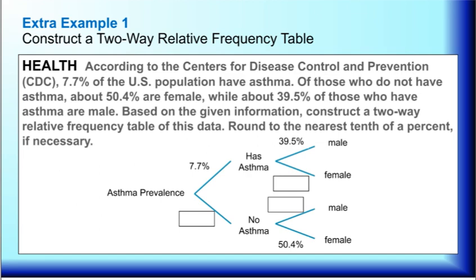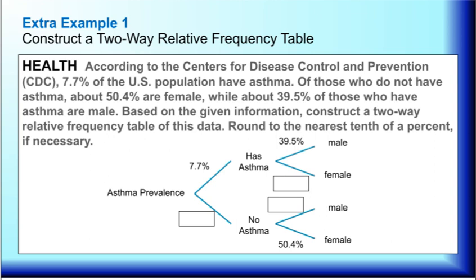According to the Centers for Disease Control and Prevention, 7.7% of the U.S. population have asthma. Of those who do not have asthma, about 50.4% are female, while about 39.5% of those who have asthma are male. Based on the given information, construct a two-way relative frequency table of this data, round to the nearest tenth of a percent if necessary.